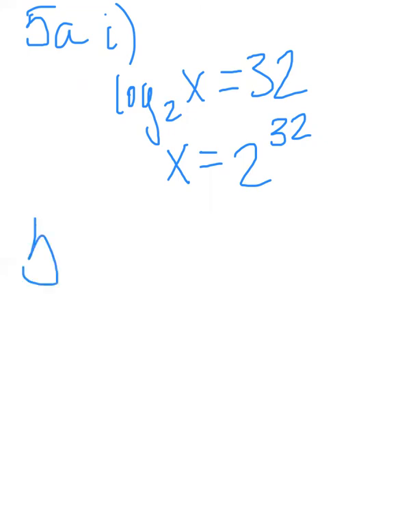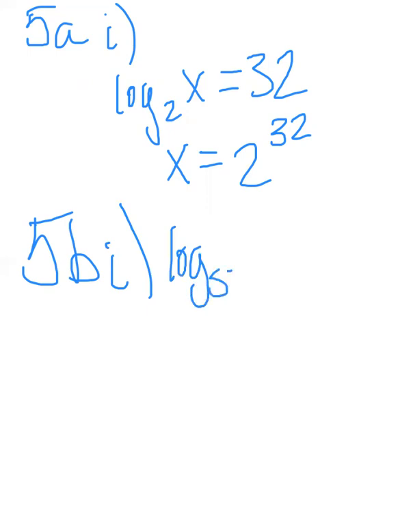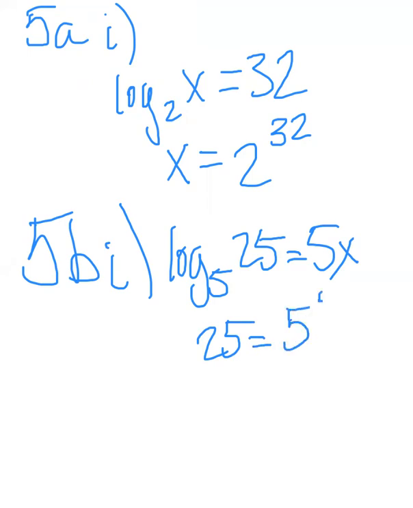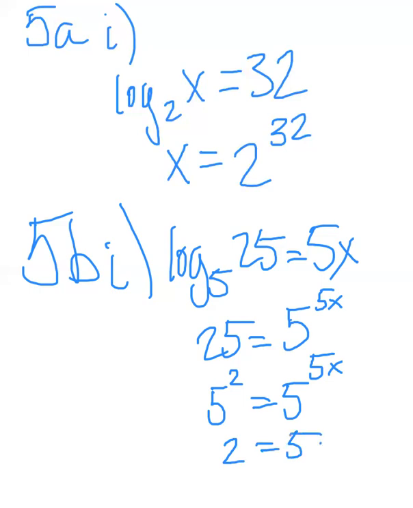The next example would be 5B. And the first one, it says log base 5 of 25 is equal to 5x. That means that 25 is equal to 5 to the 5x. I know that 25 is the same thing as 5 squared. Since the bases are the same, I can set these exponents equal to each other. So 2 is equal to 5x, therefore x is equal to 2/5.